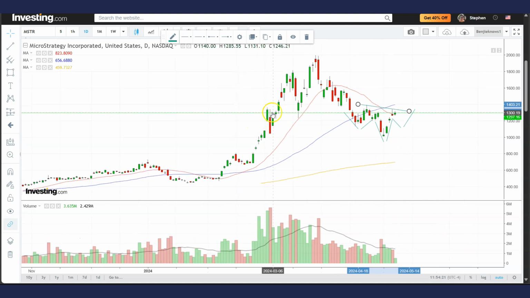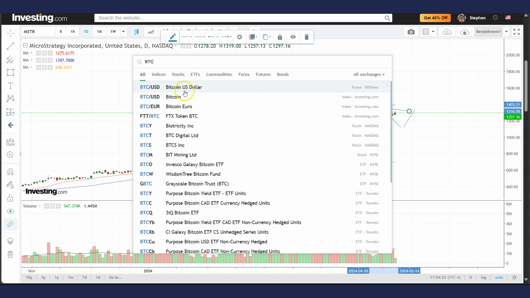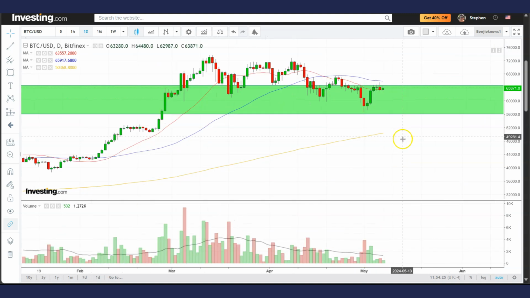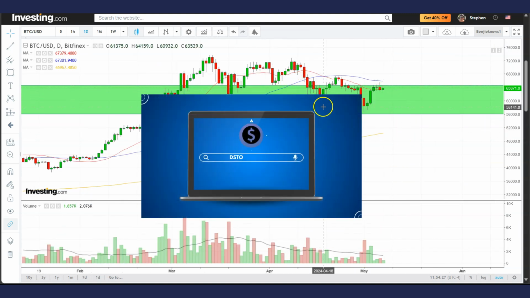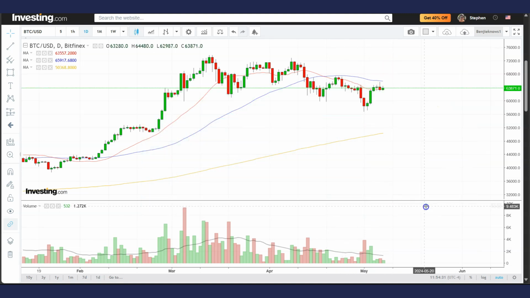So looking at Bitcoin once again, Bitcoin might also form a reverse head and shoulders. If it can form a reverse head and shoulders and then turn back up and break out higher to new highs, this will be very, very good for MicroStrategy. So I do hope this analysis helps you, and see you in the next one.